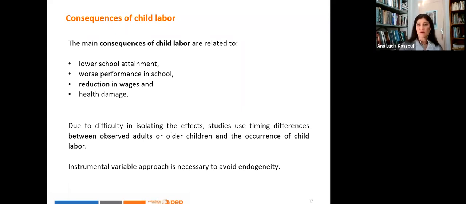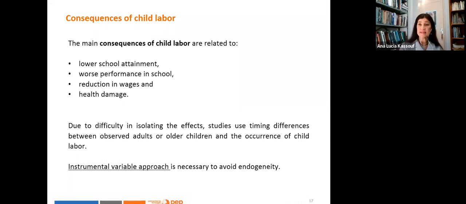But what are the consequences? If the kids start working really early in life, what are the implications? Mainly, we observe that those children have lower school attainment if they start working early. They have worse performance in school. They have a reduction in wages later in life, and they have health damage. So due to the difficulty in isolating the effects, the studies use the time difference between the observed adults or older children and the occurrence of child labor. Also, some studies use instrumental variables to avoid endogeneity.